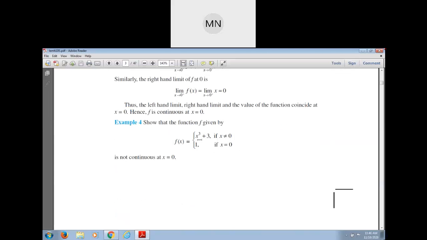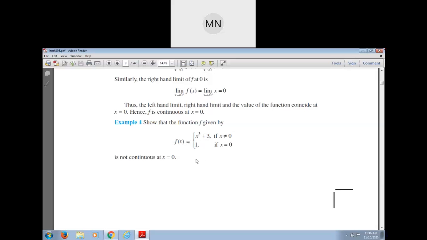Because if we put 0, it is 0 cube plus 3, the value will be 3, and for the right hand limit, limit x tends to 0 plus f of x equals x cube plus 3. Then if we put the value of x, this gives 0 cube plus 3, so it will be 3. Okay? And now see that here left hand limit and right hand limit both are equal.